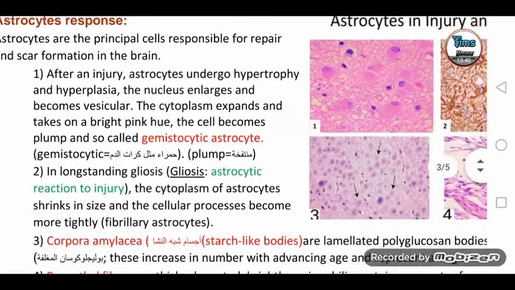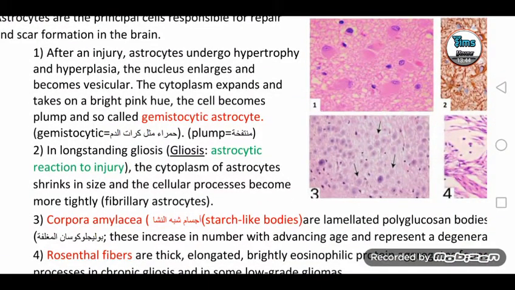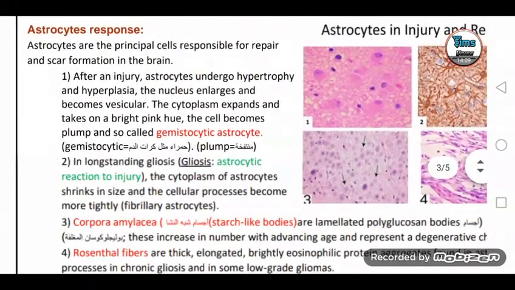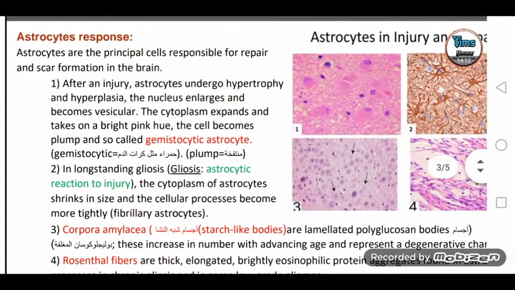Number 2, in long-standing gliosis, and by gliosis we mean the astrocytic reaction to injury. This whole morphologic change and reaction is called gliosis, when talking about the astrocytes, of course. The cytoplasm of astrocytes shrinks in size, and the cellular processes become more tight, and we call them fibrillary astrocytes. So the cytoplasm of an astrocyte in long-standing gliosis.